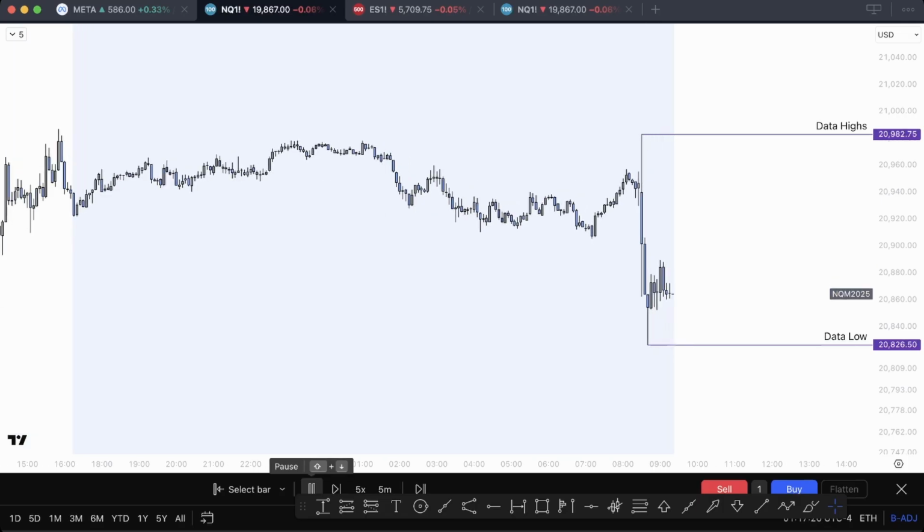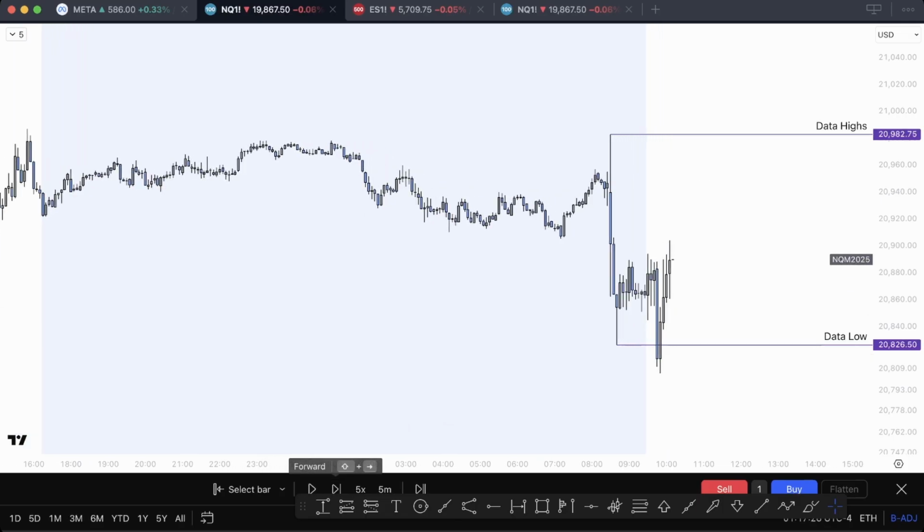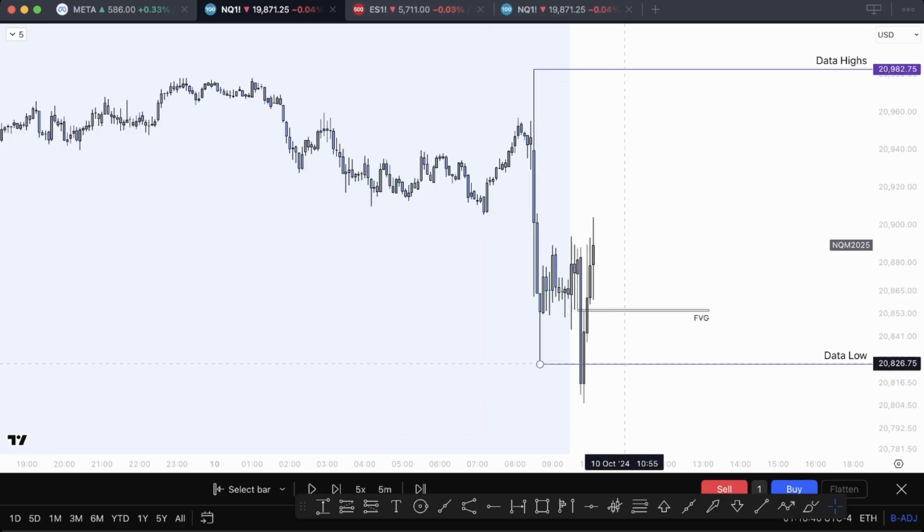As you can see here, we currently don't have an A plus setup. Now we actually do have an A plus setup. Notice how price took data lows and we got an instant expansion back to the upside. Not only that, but we also inversed this very tiny bearish fair value gap we have here, which is now indicating that price is likely looking to seek opposing liquidity. The only other opposing liquidity we have is data highs.